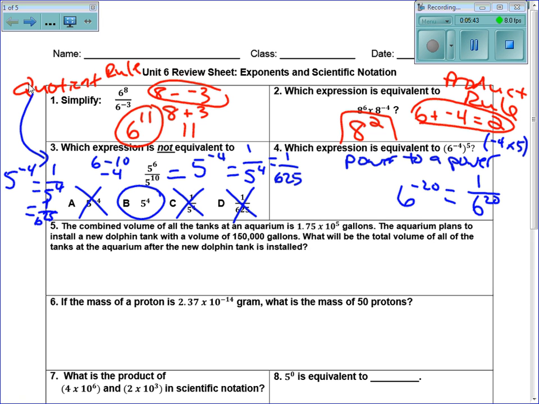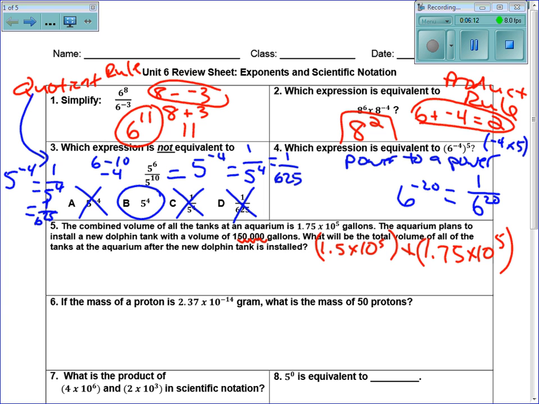So 150,000 written in scientific notation is 1.5 times 10 to the fifth, because you have to move the decimal 1, 2, 3, 4, 5 times. And I want to add that to 1.75 times 10 to the fifth power. When you add in scientific notation, the first thing you have to do is check to see if the exponents are the same. They are both a 5, so we're good.